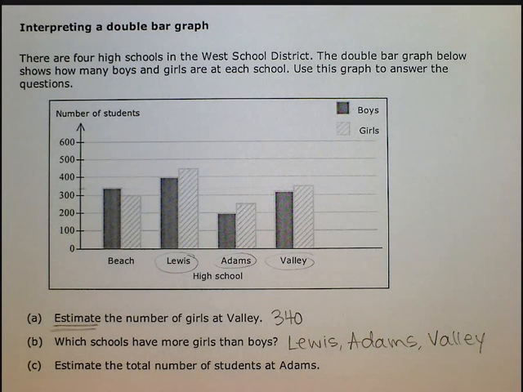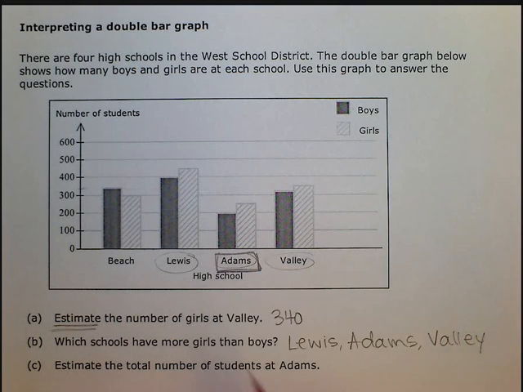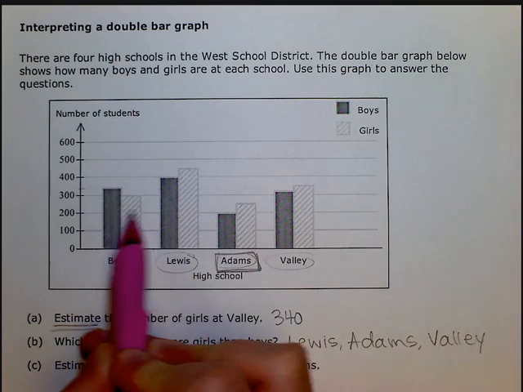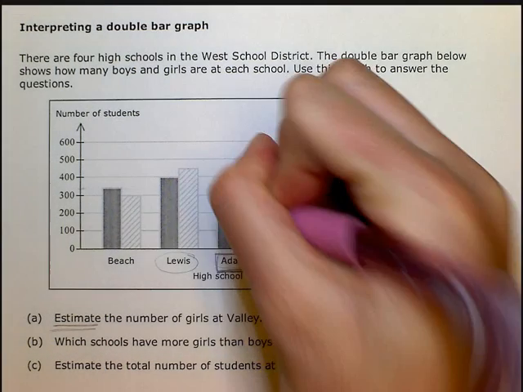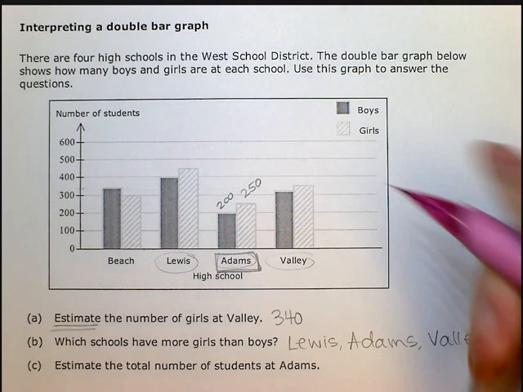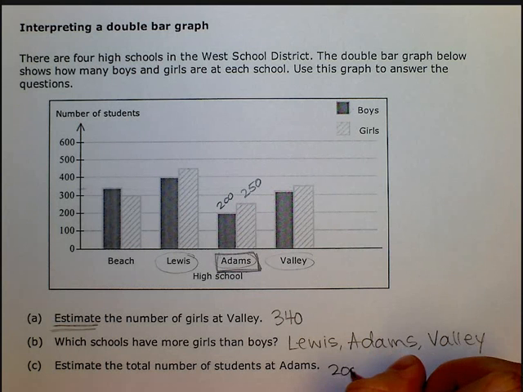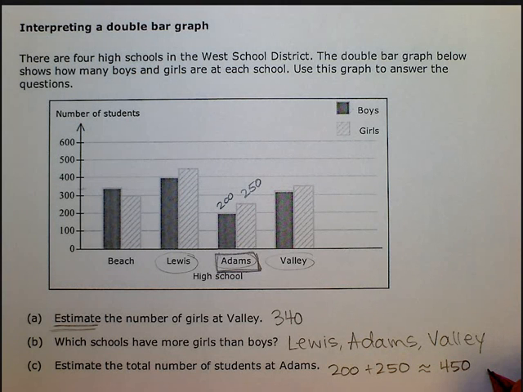And finally, letter C says estimate the total number of students at Adams. So here we're looking at Adams for part C, and I want the total students, so boys and girls. So it looks like there's about 200 boys and maybe 250 or 260 girls. So my estimation of these numbers would be 200 boys plus 250 girls, so there's approximately 450 total students.